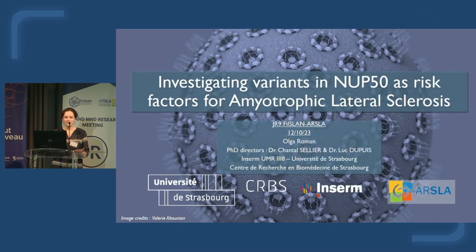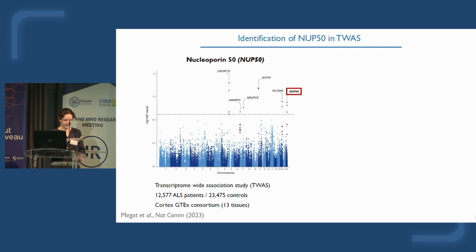So, as mentioned, I'm part of the U1118 in Strasbourg, and I'll present today some of my PhD work looking into variants in NUP50 as risk factors for ALS. So NUP50, or nucleoporin 50, was one of the hits in a TWAS performed by a researcher in our lab, done on the largest GWAS dataset of ALS patients.